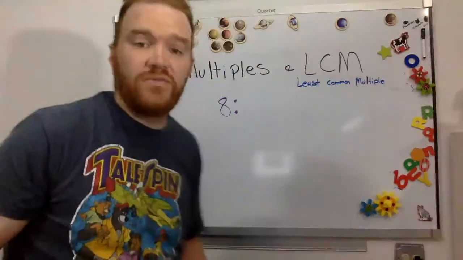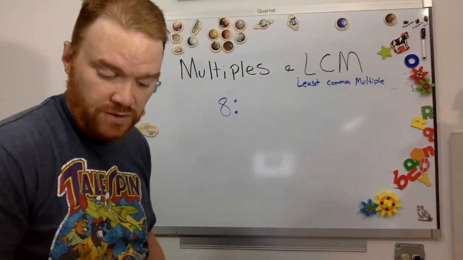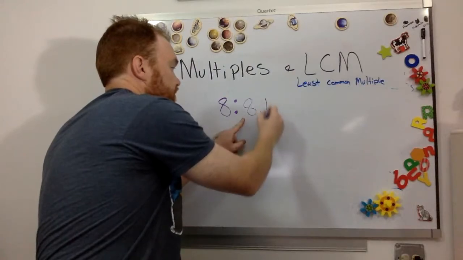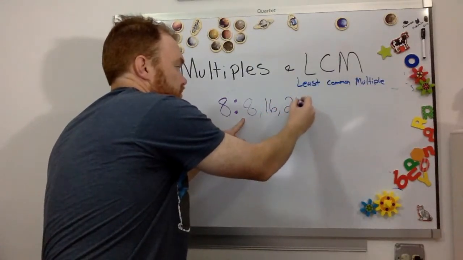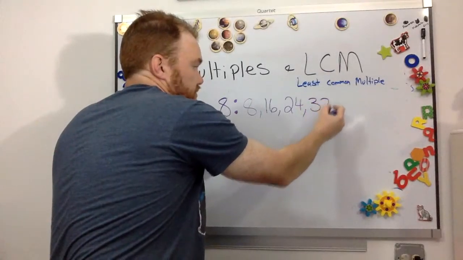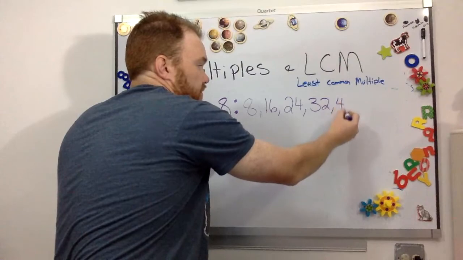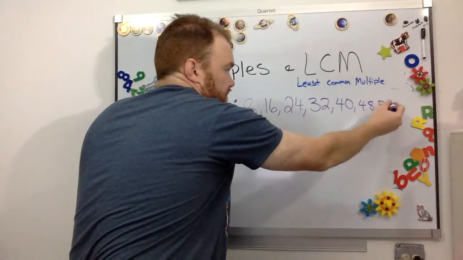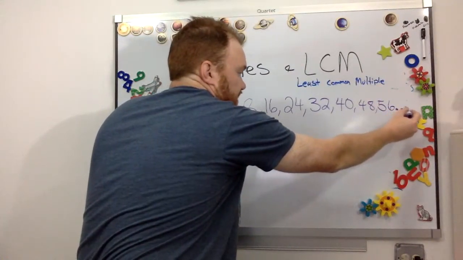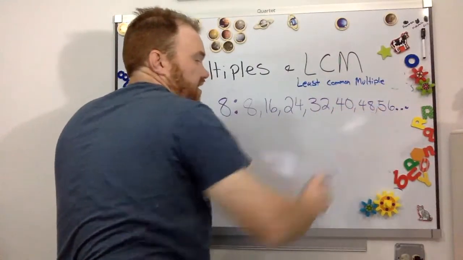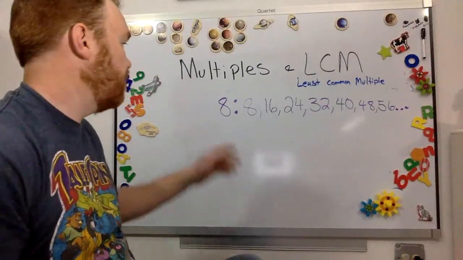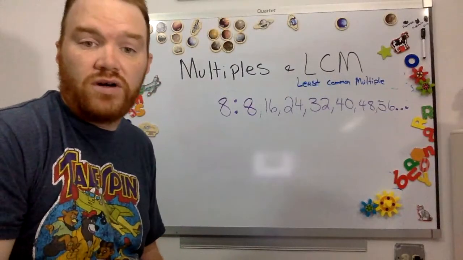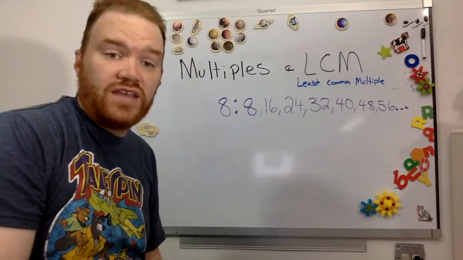Okay, we're back. Hopefully you listed out the multiples of 8: 8, 16, 24, 32, 40, 48, 56, and dot, dot, dot. So we got 1, 2, 3, 4, 5, 6, 7 multiples. There are our first 7 multiples of 8. Now you can check your answers. Maybe you went further than that, and if you did, that's great.